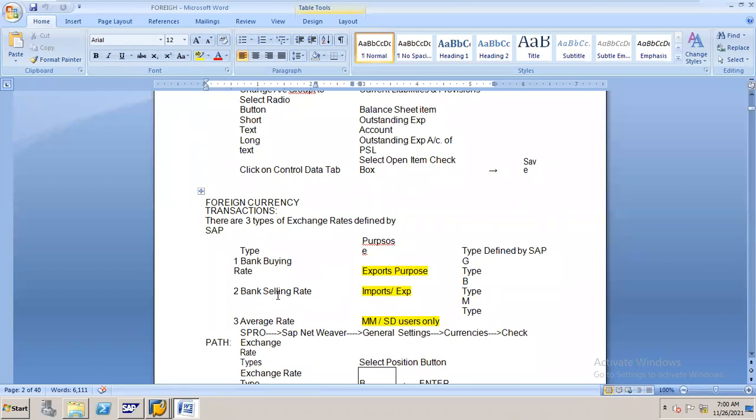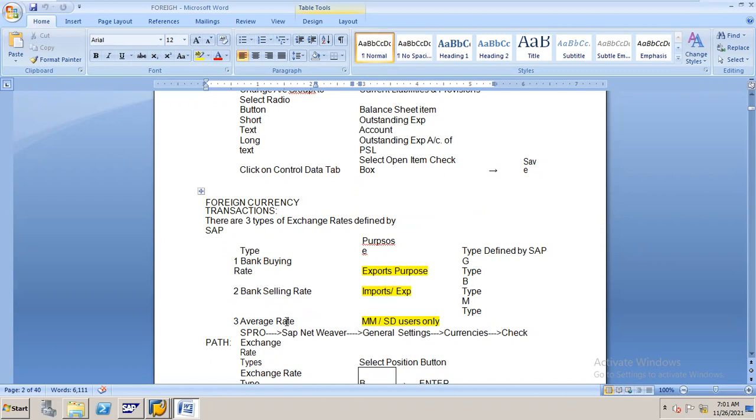When you need to buy foreign currency from the bank, suppose you need to pay some expenditure to your vendor who is in USA, so you need some USD dollars. So you want to buy from the bank. So the bank is selling to you. That is defined by the B type.